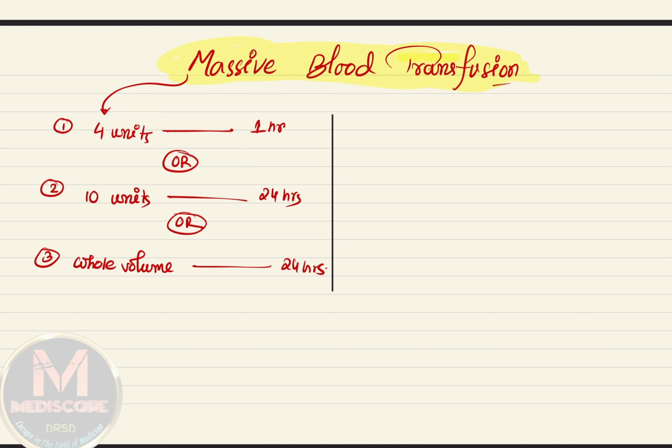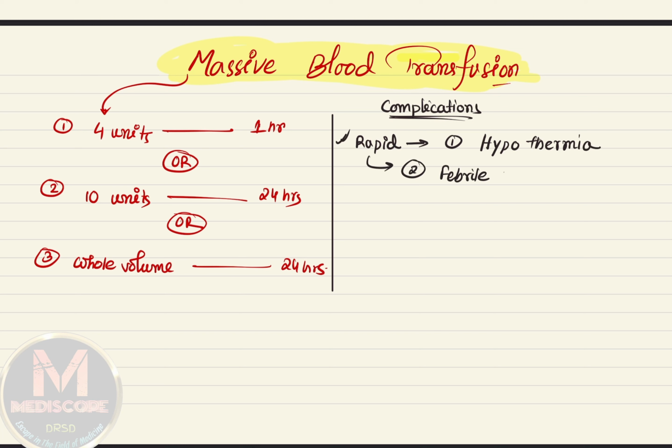Okay. So, what are the complications following massive blood transfusion? The complications can be because of rapid transfusion. Because of rapid transfusion, there is hypothermia. Also, febrile reactions can happen. This is the most common complication following any blood transfusion reaction. We can use leukoreduction filters. Also, anaphylactic reactions are important complications. To decrease hypothermia and febrile reactions, we can slow the speed of transfusion.